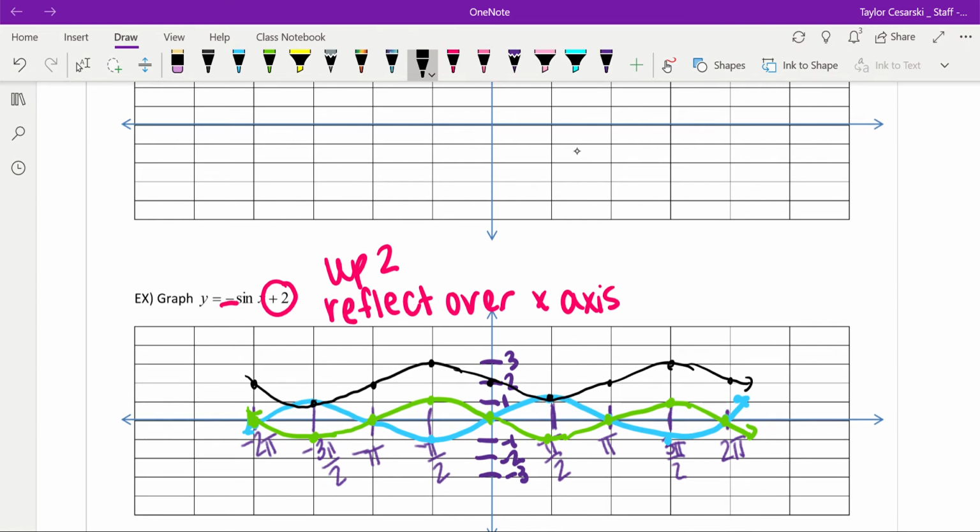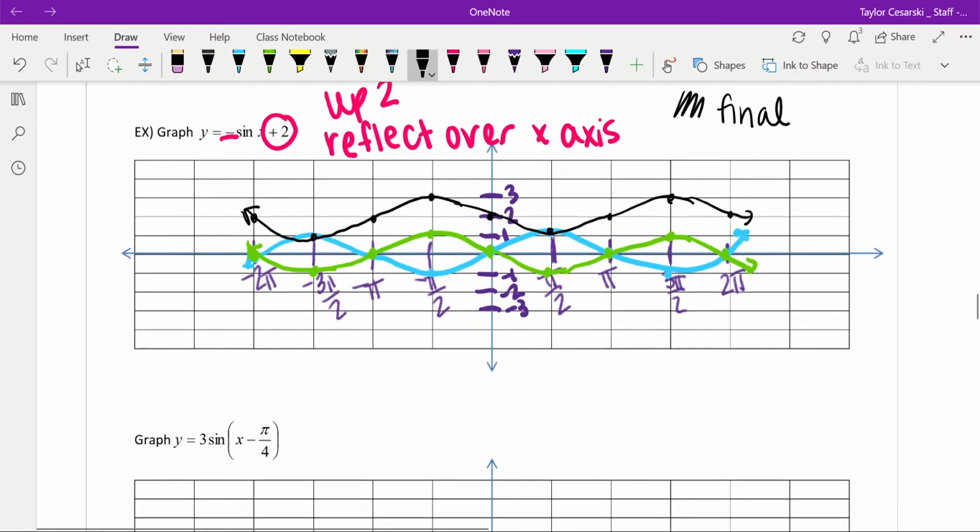And you always want to indicate, if you do this in colors, that's probably the best way, but you always want to indicate which one is your final. And that's it. Okay, let's go on to the next one.